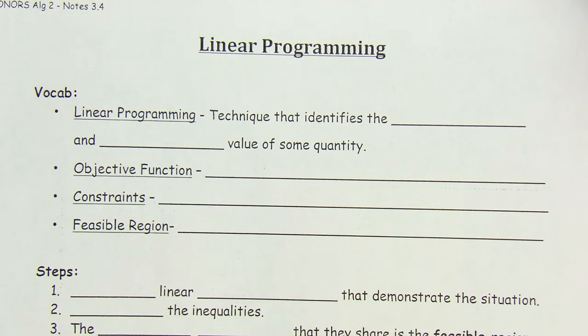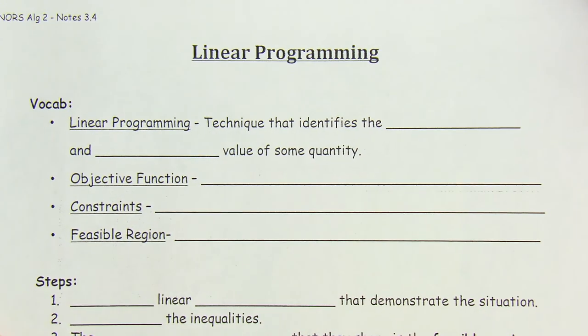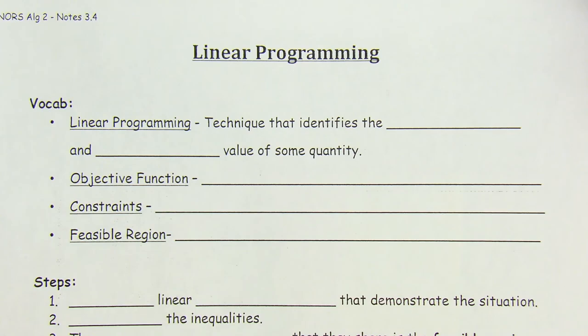Okay, Chapter 3, Section 4. This is called linear programming. Linear programming is a technique used so that businesses could either maximize or minimize their profits. There's other applications, but we're going to see that this is the way that we're taking this for right now anyway.